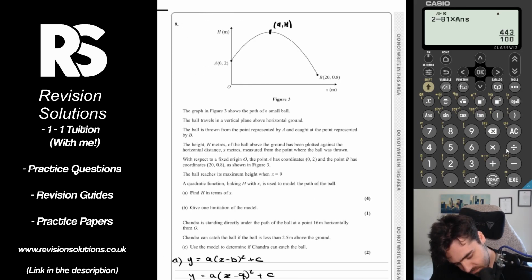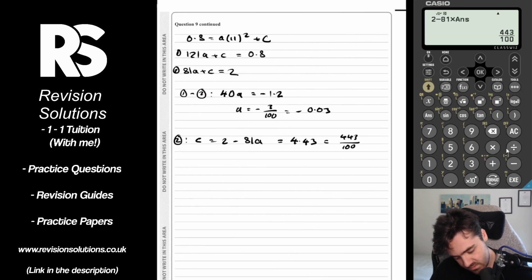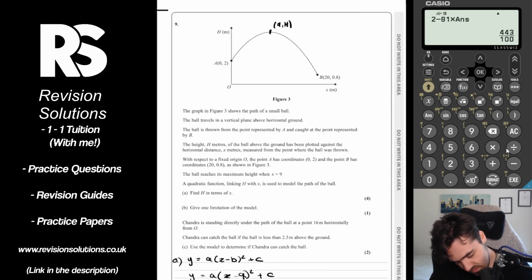How did they want the form? It didn't say, so either is fine. Let's just write the full form out though. So that's y equals minus 0.03 times (x minus 9) squared plus 443 over 100. That's part A done.